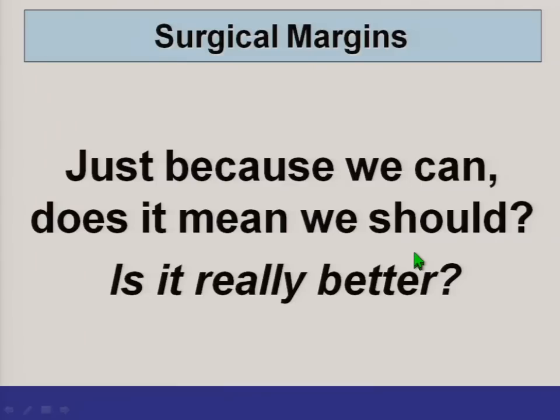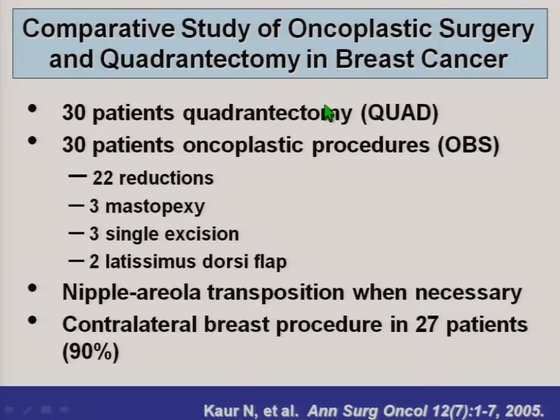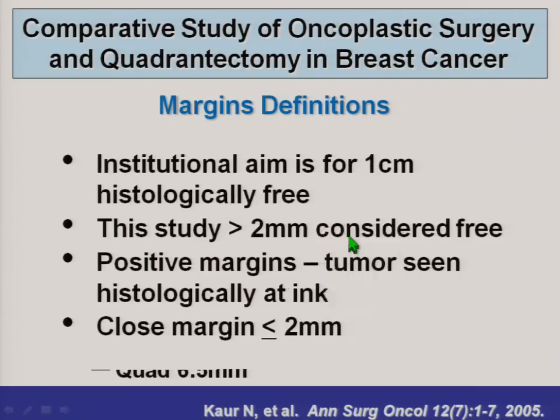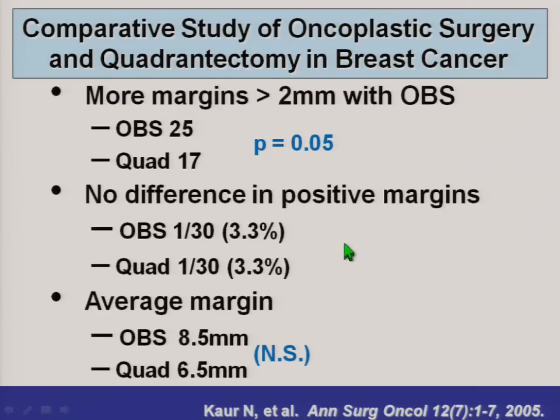Just because we can do it doesn't mean we should. Is it really better? Well, here's an interesting study. 30 patients got a quadrantectomy in Milan, and 30 patients got oncoplastic procedure, these various procedures, and 90% of them had a second operation, so the surgeons love it. And let's go to next. So they found more margins were greater than 2 millimeters with oncoplastic surgery, but there was no difference in the percent of positive margins, and the average margin width was no different.